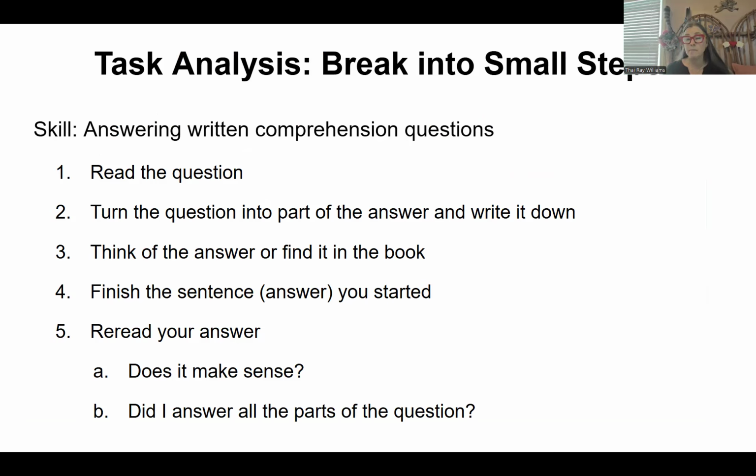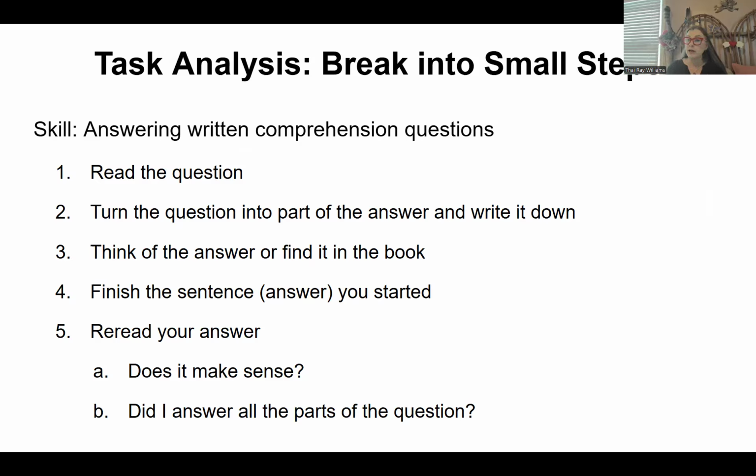So if the question is, what are the steps to effective instruction? You're going to turn part of that question into the answer. You're going to say, the steps to effective instruction are. Then you're going to think about the answer, or you're going to find it in a book or something like that. Doesn't necessarily have to be a book, but it could be. After that, you're going to finish your sentence by including the answer in the sentence you started.